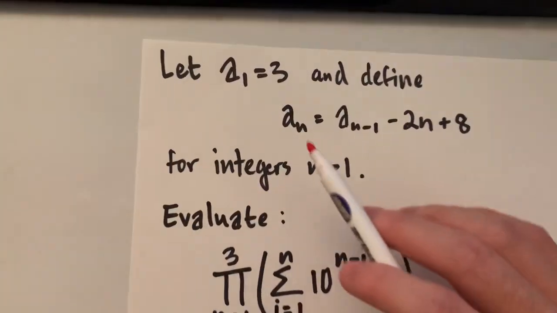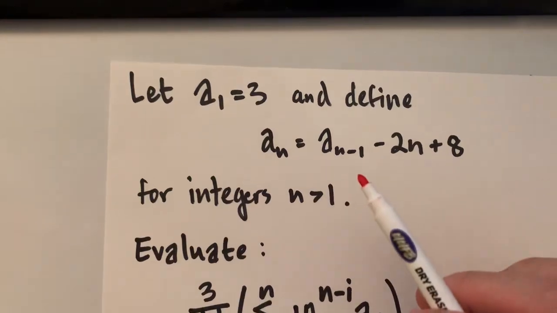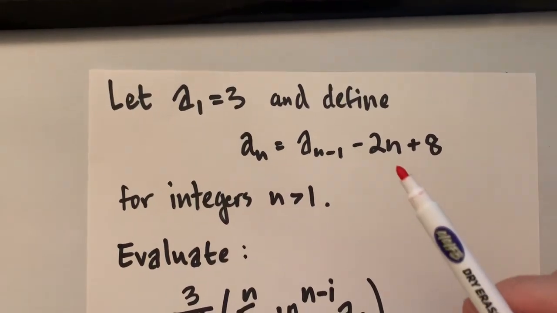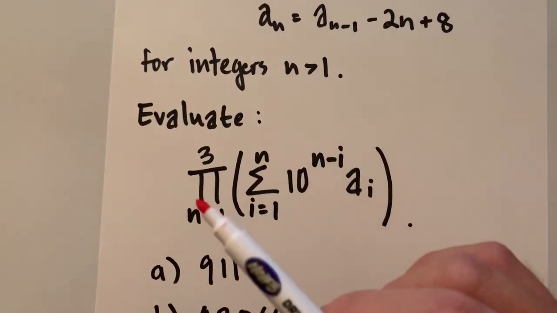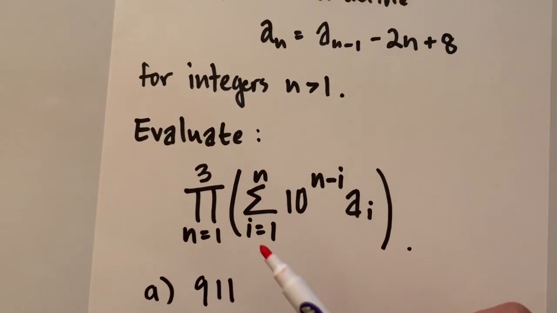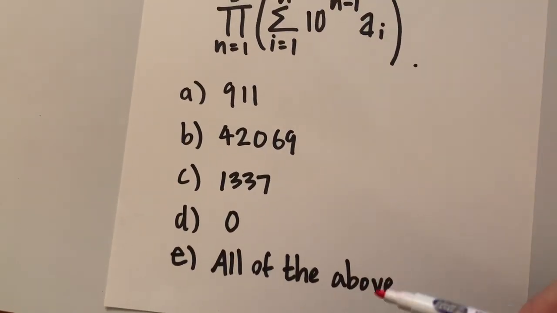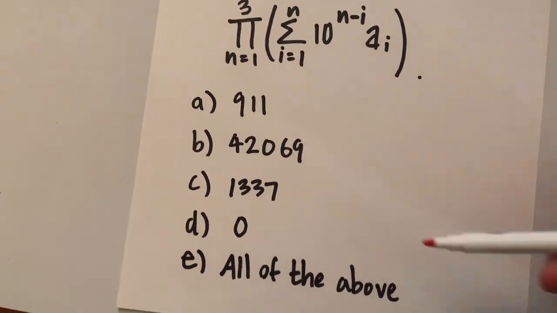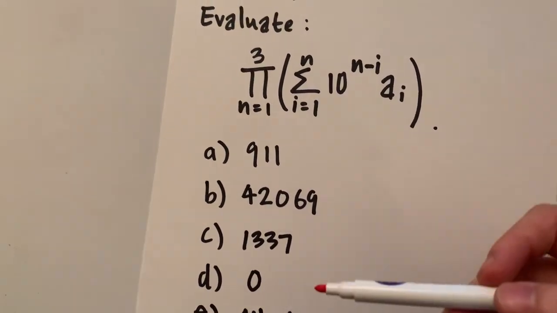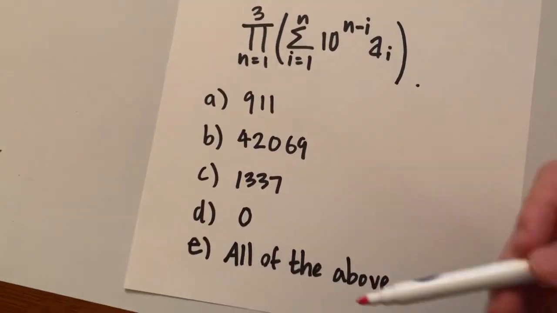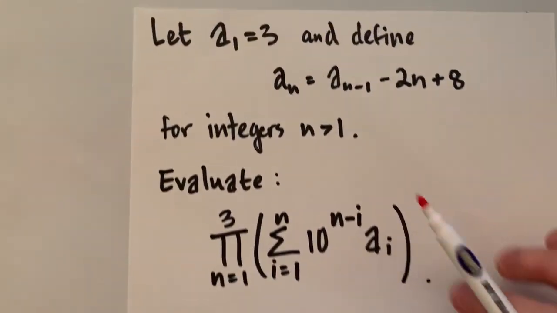In this problem, we let a1 equal 3 and define an to be equal to a(n-1) minus 2n plus 8 for integers n greater than 1. And we're asked to evaluate this expression. Some of the answer choices are below. Clearly it's not going to be E, because 911 does not equal 0, so we can cross E off. So really we're looking at A, B, C, or D. Anyway, let's get on with it.